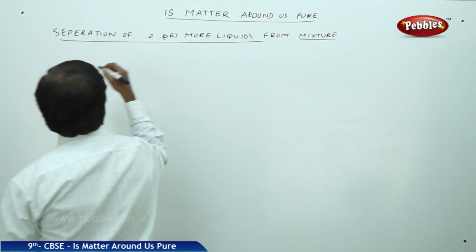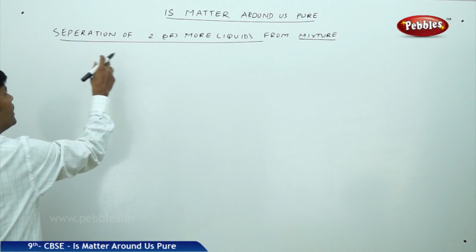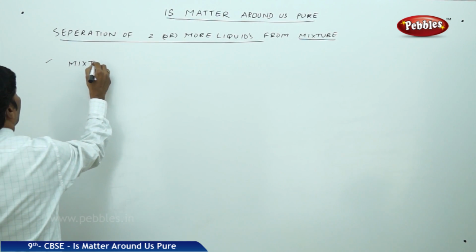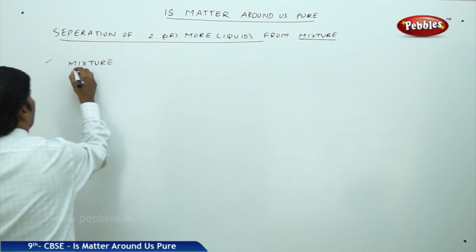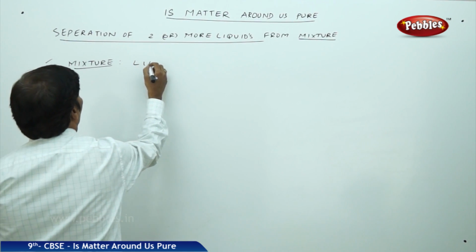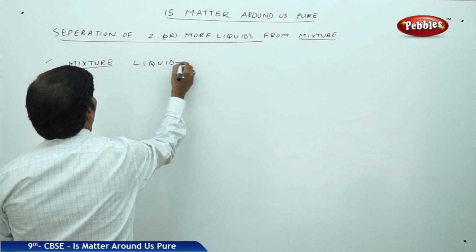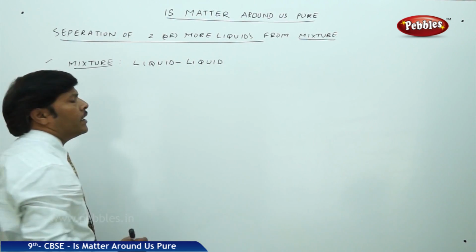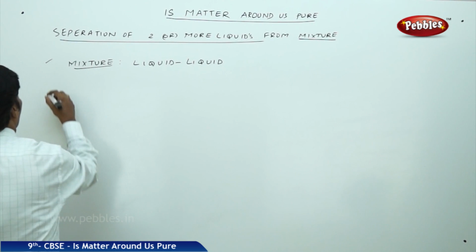So what you are noticing here is, because we are saying two or more liquids, the first point we have to understand is you have to select a mixture which contains liquid in liquid, liquid dissolved in liquid. What are the examples you can take?